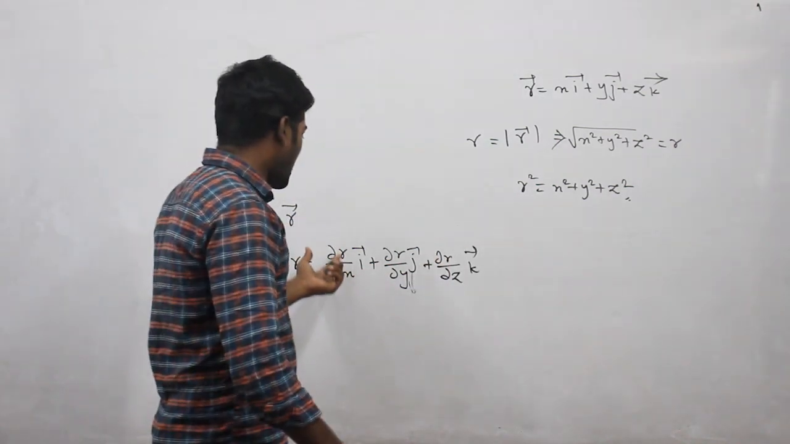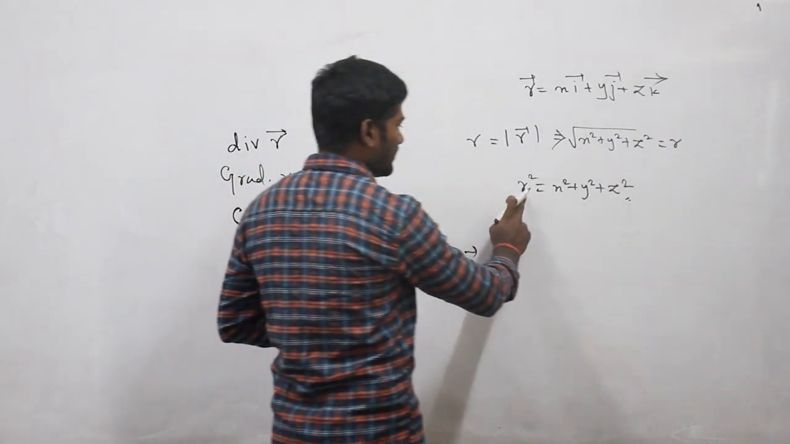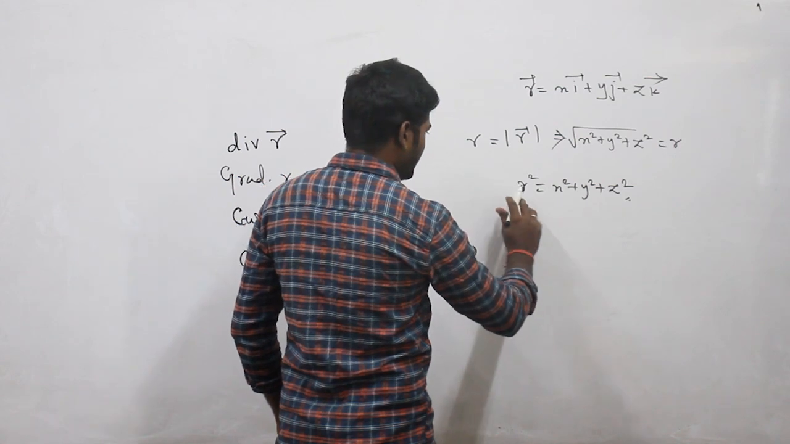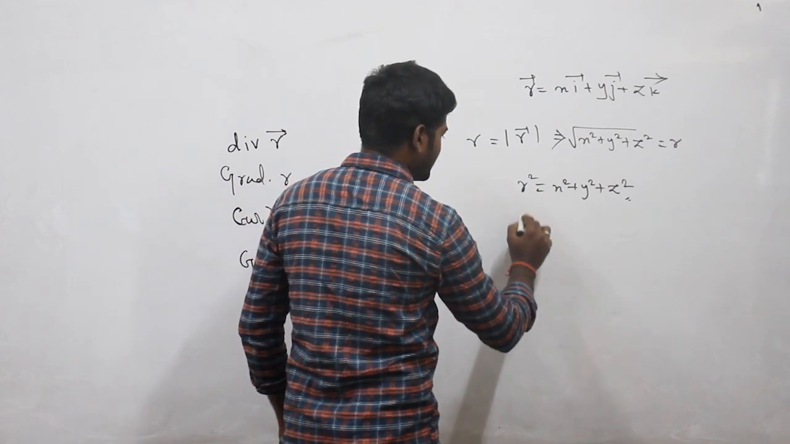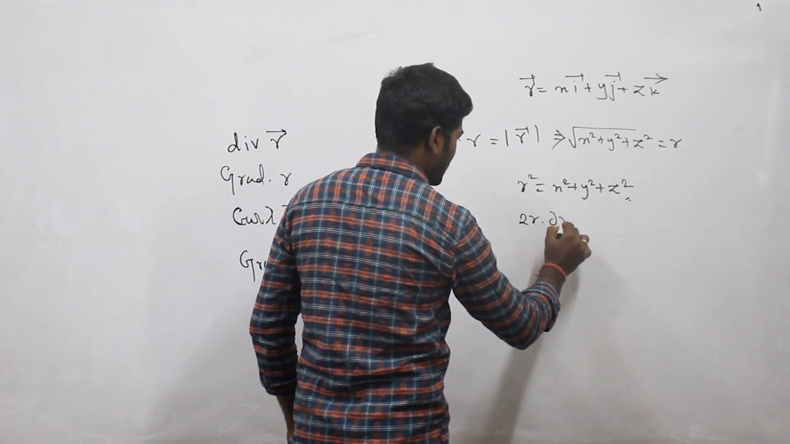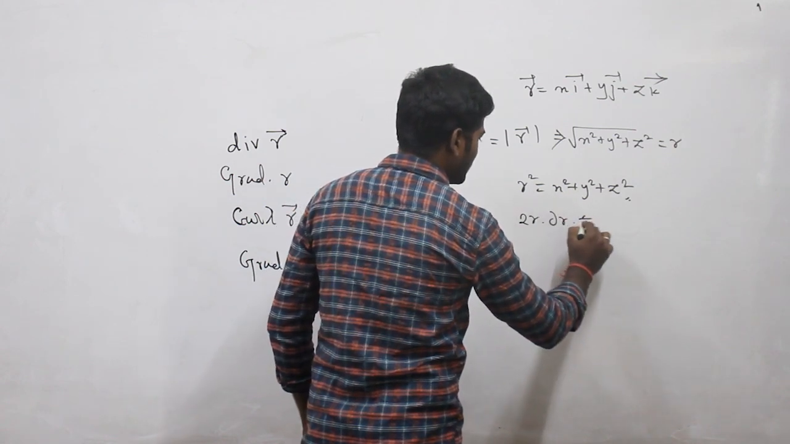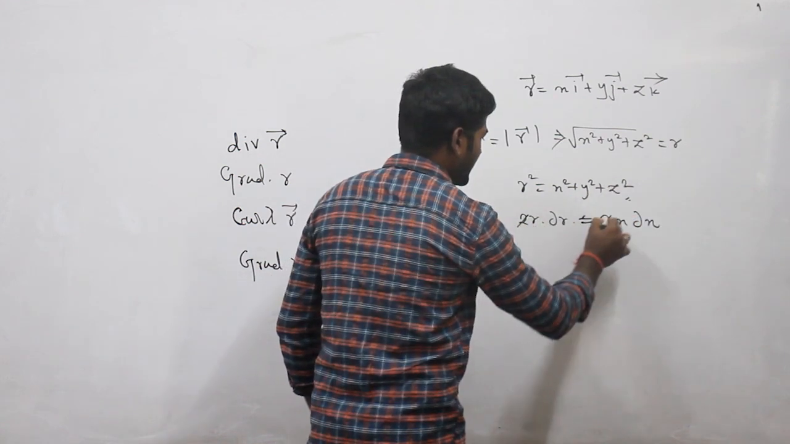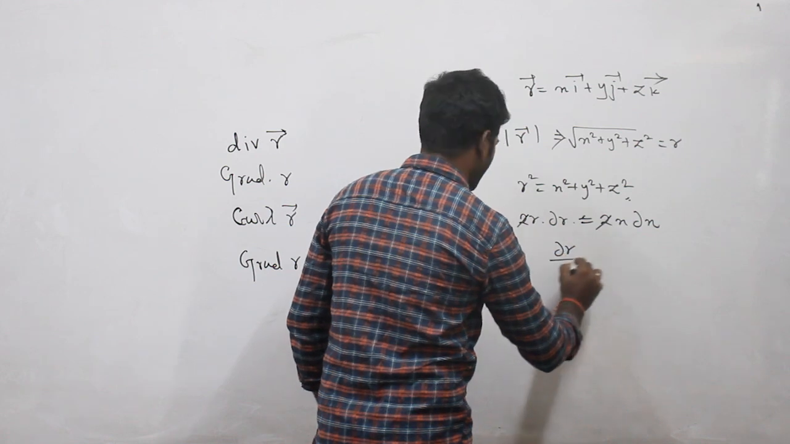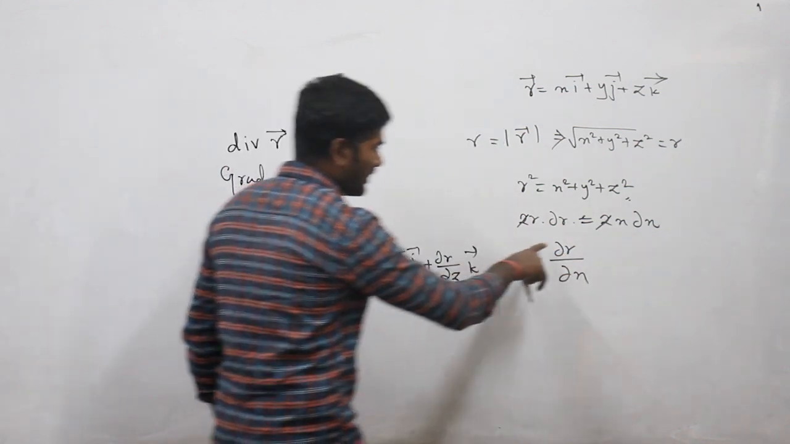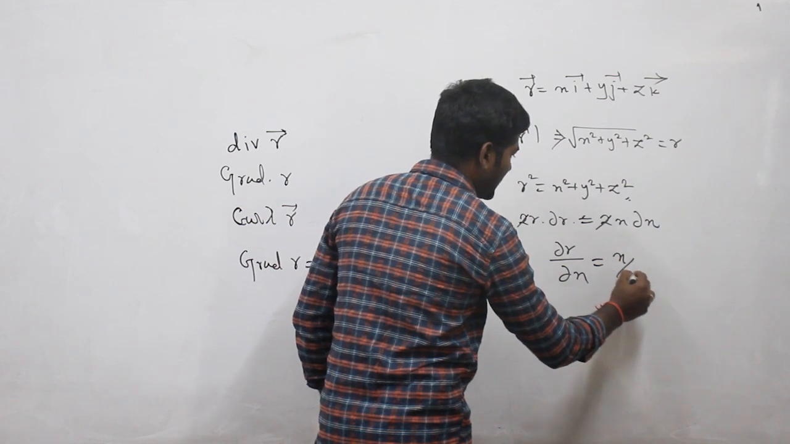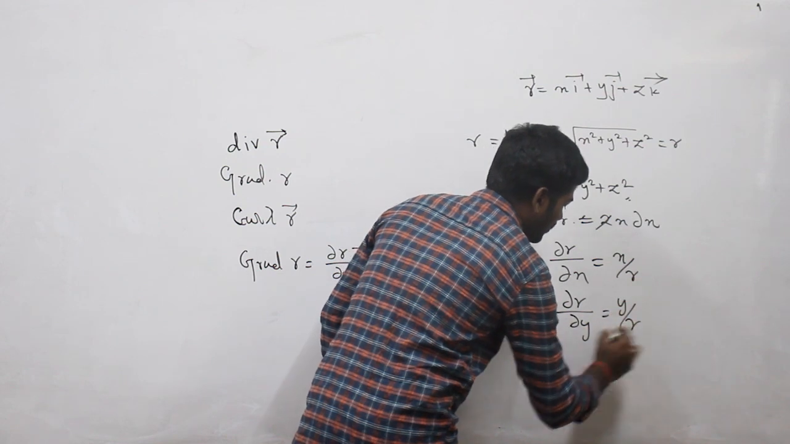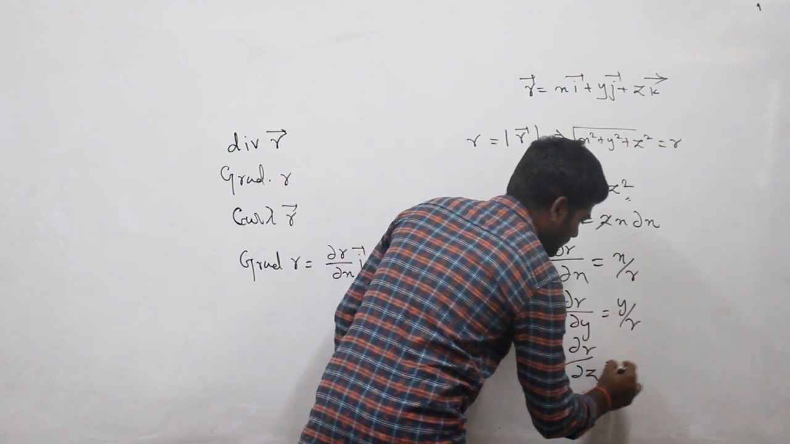Now you know the value of ∂r/∂x, and you know the value of r squared. Differentiate r squared with respect to x: 2r ∂r on one side equals 2x ∂x on the other. The other terms are constants and become 0, so the 2 gets cancelled. So ∂r/∂x equals x by r. Similarly ∂r/∂y equals y by r, and ∂r/∂z equals z by r.